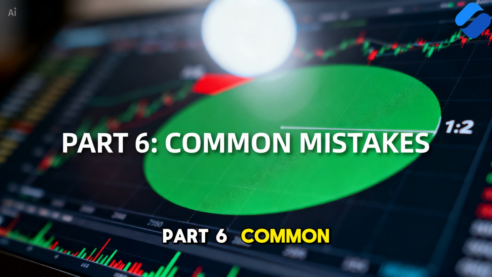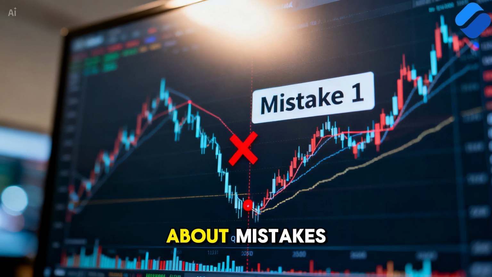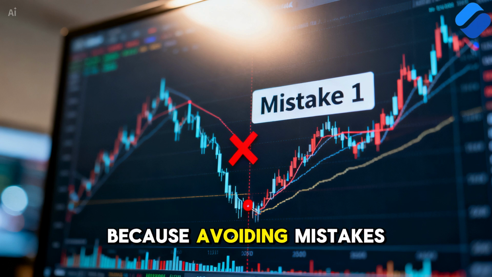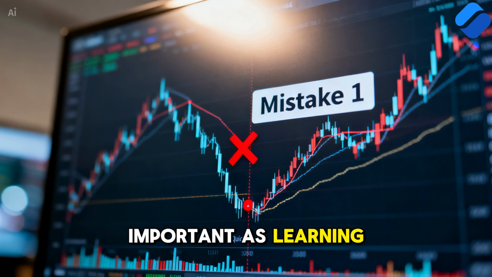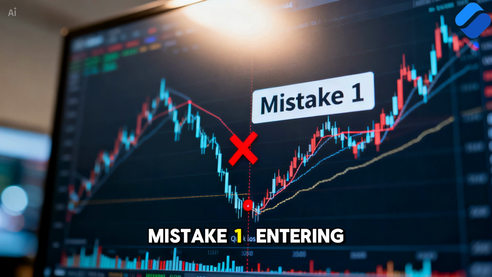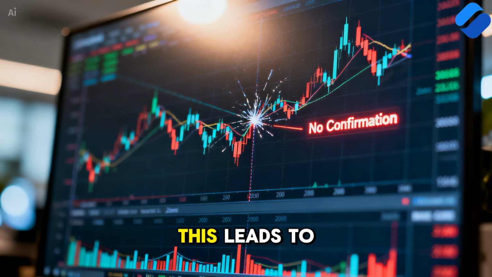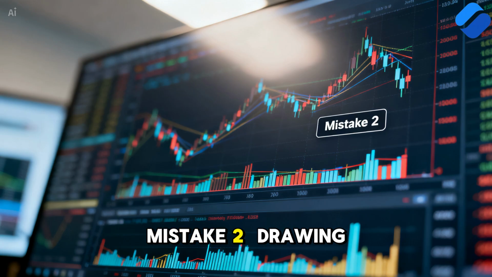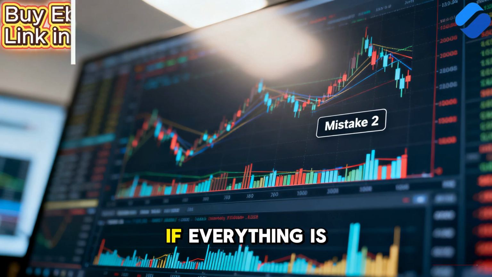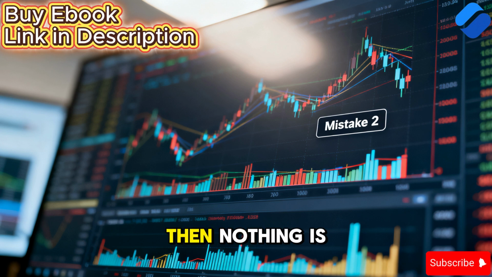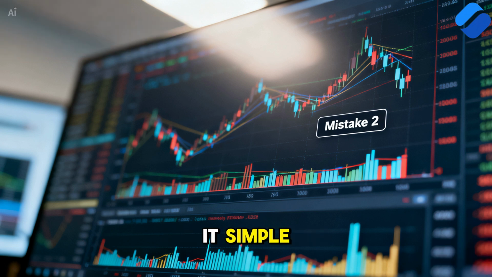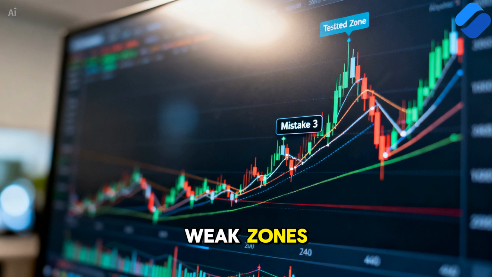Part 6. Common mistakes. Now let's talk about mistakes, because avoiding mistakes is just as important as learning strategy. Mistake 1. Entering too early. Many traders enter as soon as price touches the zone, without confirmation. This leads to losses. Mistake 2. Drawing too many zones. If everything is a zone, then nothing is a zone. Keep it simple. Mistake 3. Trading weak zones. If a zone has been tested multiple times, it loses strength.